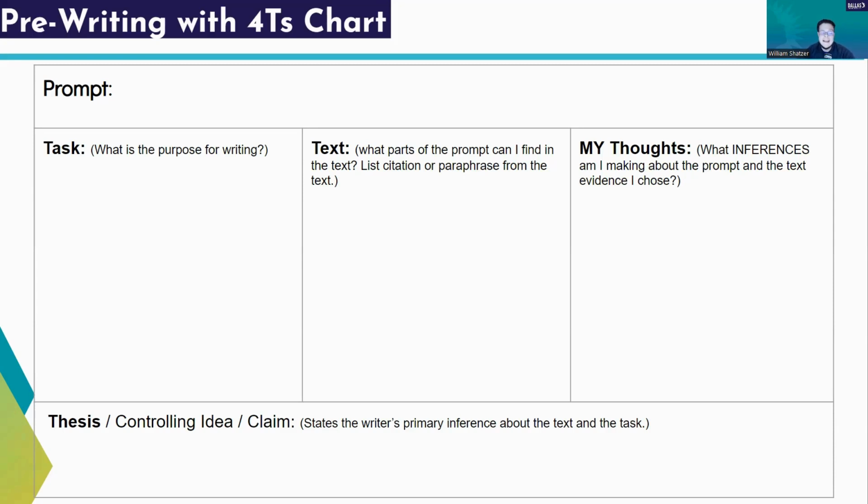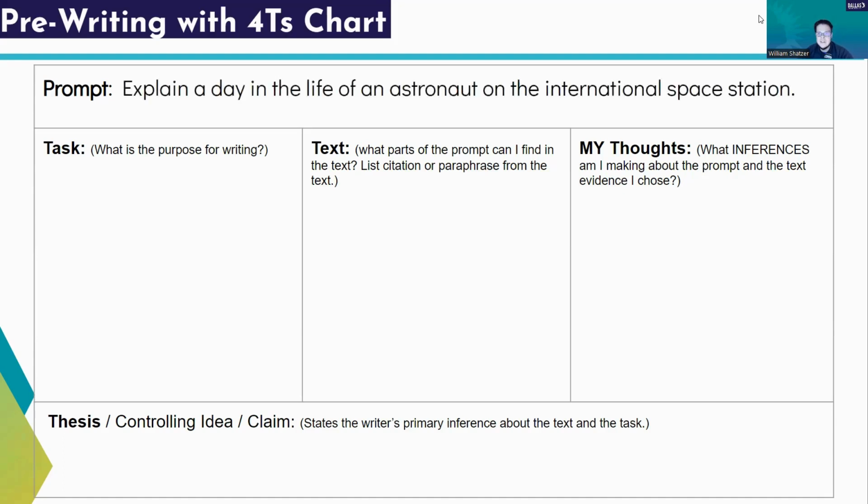So at the top of this 4T chart, we would write what the prompt is. Again, this is for third grade and this is for Unit 7. Explain a day in the life of an astronaut on the International Space Station. So that is the ECR prompt for third grade, Unit 7. Then we have the task, the text, and then my thoughts.